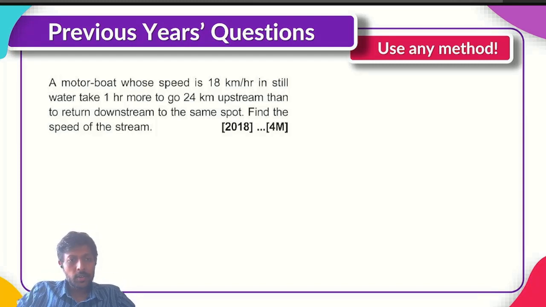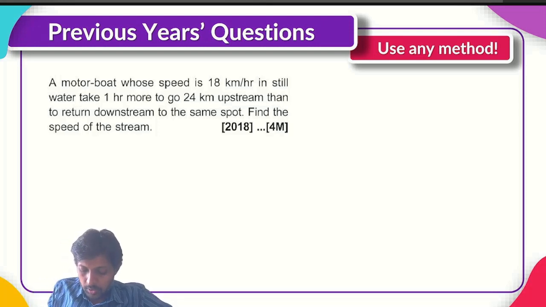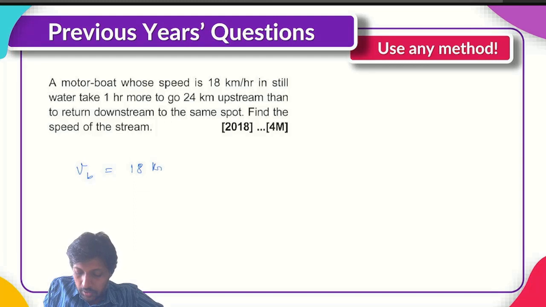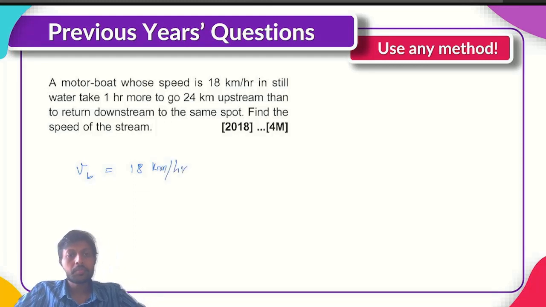So let's look at the solution now. A motorboat whose speed is given in still water. Okay, so we'll just call it velocity of the boat in still water is 18 kilometers per hour.